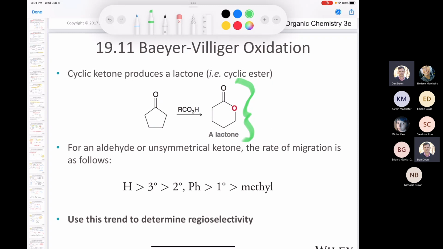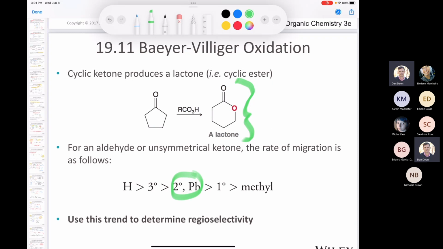But what we do know is that the rate of migration is like this. If you have an aldehyde, you're going to end up with a carboxylic acid. After that, the tertiary group's going to move first, then the secondary tied with phenyl, then a primary, then a methyl. And I know that somebody's probably thinking, well, are you going to ask me secondary and methyl?